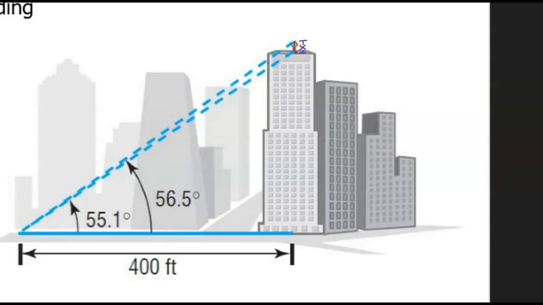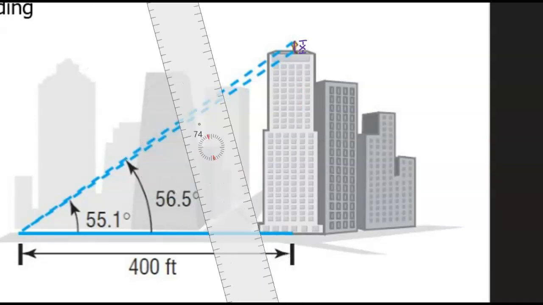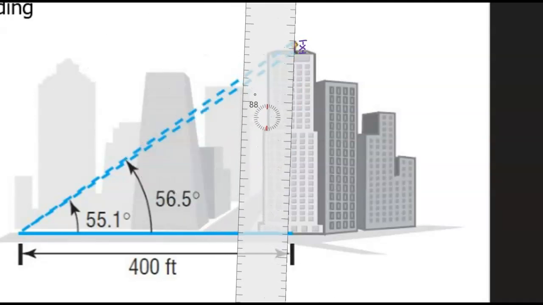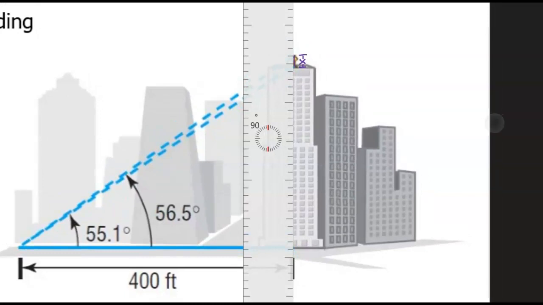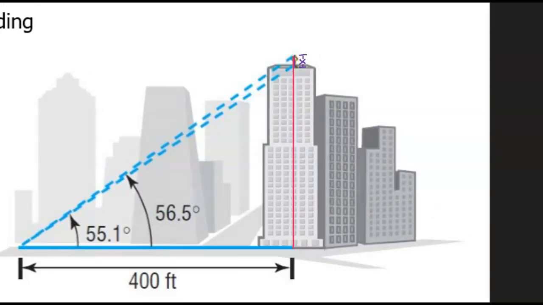which why can I not draw a straight line? Psh, it's okay. Wow. We're going to draw a straight line down, meaning it's perpendicular, meaning it creates a 90-degree angle down here. So we now have a right triangle.